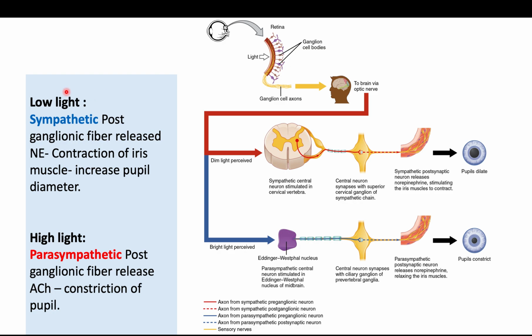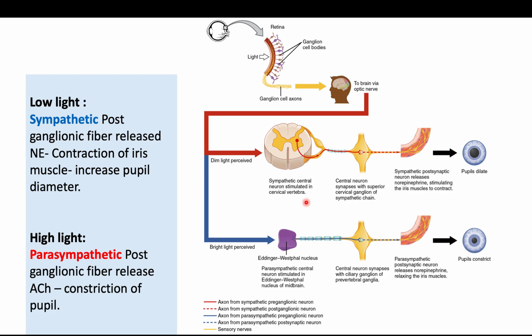So basically, in the dilation of the pupil in low light or in the sympathetic response, it starts to release norepinephrine, and this norepinephrine causes contraction of the iris muscles, and thus it will increase the pupil dilation, so you can see it looks big. But in a high light position, for example, your parasympathetic will be activated, and the pupils will go into constriction.